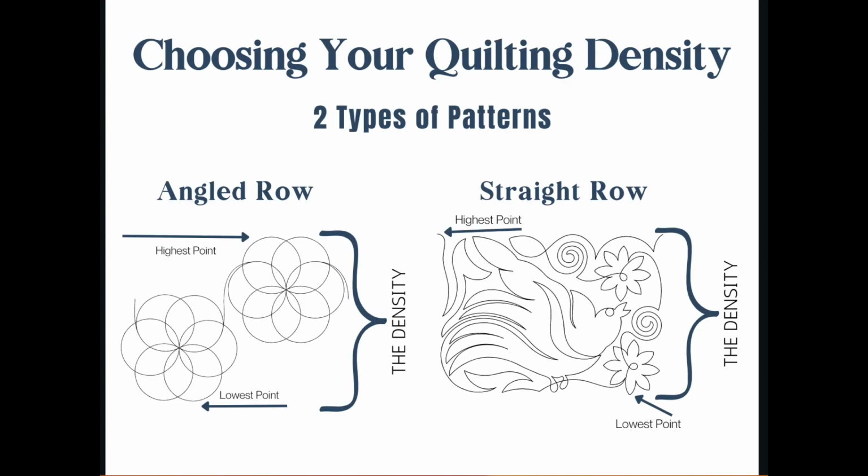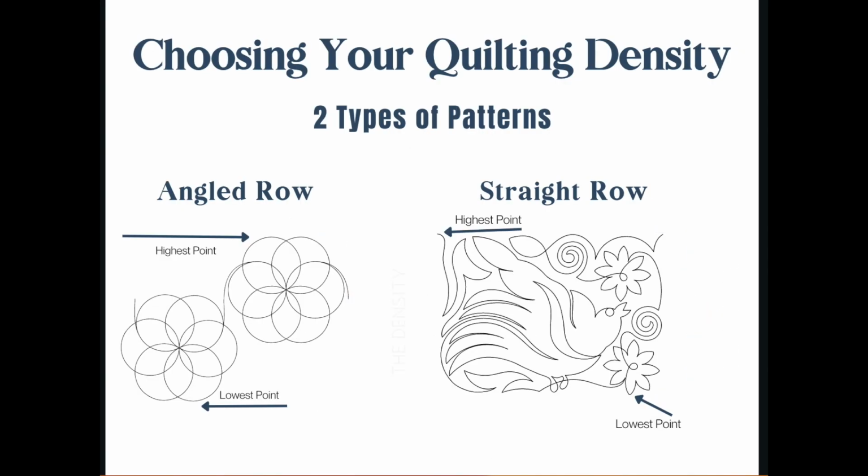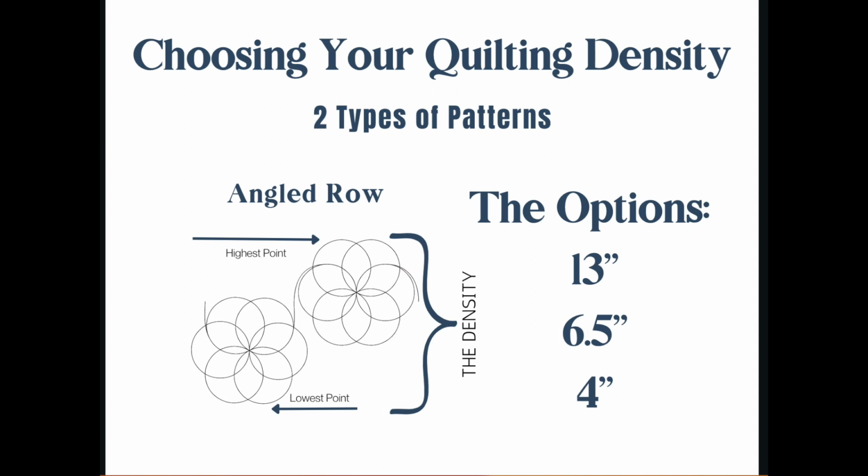So now that you understand what density is, let's talk about how to choose the right density. So there are 3 options for density that I offer: 13 inches, 6.5 inches, and 4 inches. And again, that's from the highest point to the lowest point. Most of the designs that I have are going to look the best in 6.5. However, there are some very dense designs that look better in 13, or designs that maybe you want a looser quilting on it, or maybe you want a tighter one.